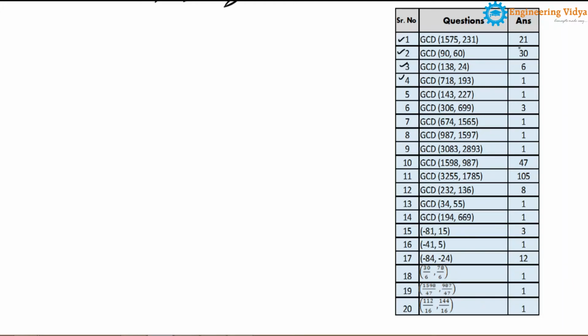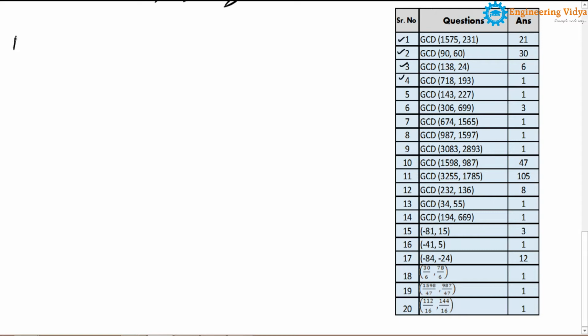Hello everyone, welcome to this lecture, and in this lecture we'll continue the Euclidean algorithm. In my last lecture we already solved sums number 1, 2, 3, 4 of type number 4, and sums number 5 to 14 are the same, so it's homework for you. Now we'll start with sum number 15, because in sums 15, 16 and 17 there is a minus sign here. Before solving this problem you should know some rules.